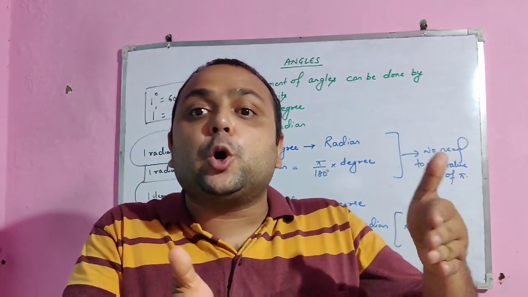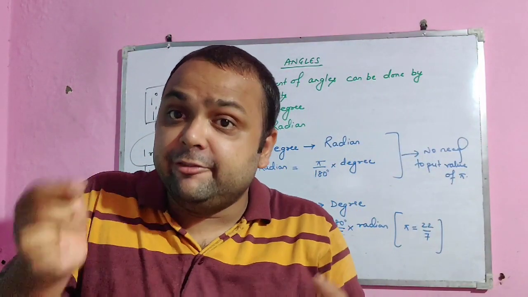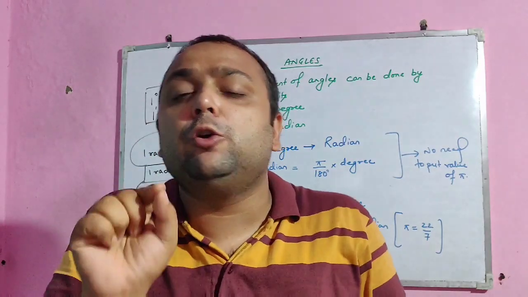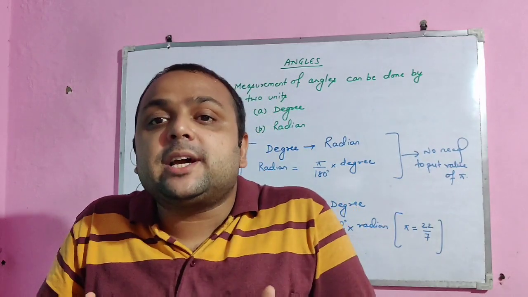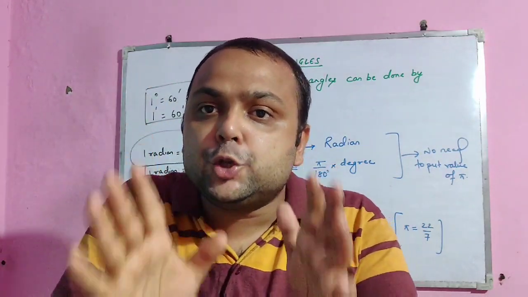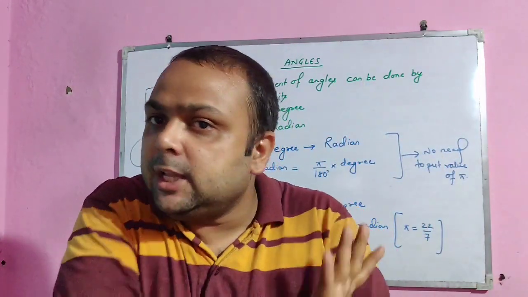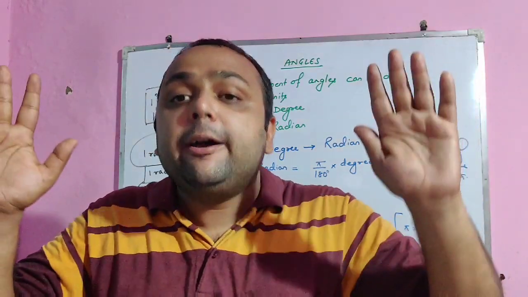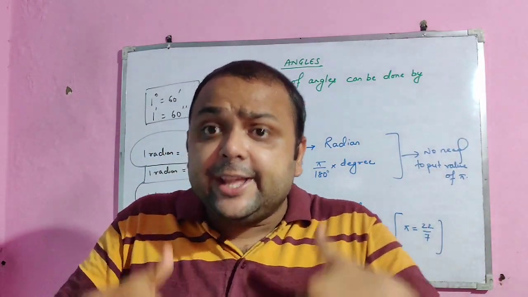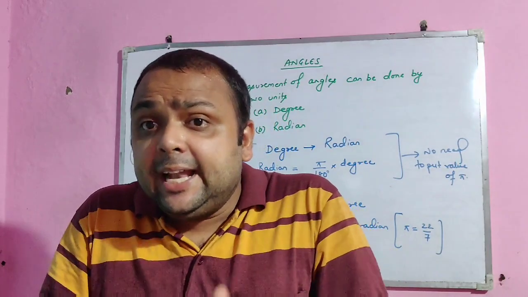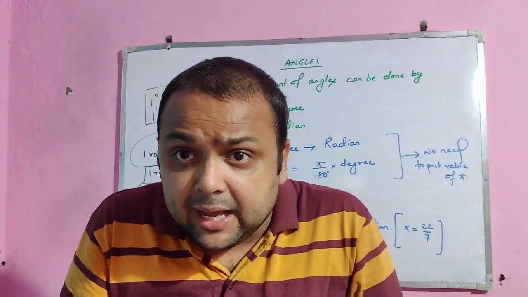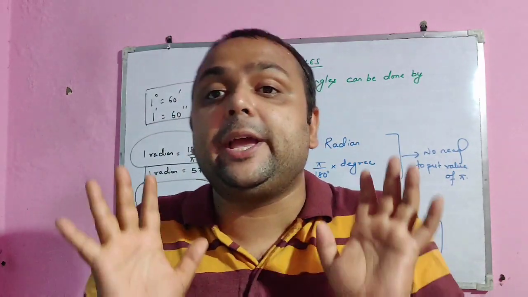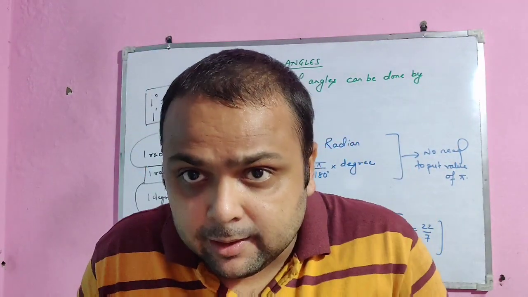That is the reciprocal of the previous one, in which you should put the value of pi as 22 upon 7. So when you are converting degree to radian, you should multiply by pi by 180, no need to put the value. But when you are converting radian to degree, then you have to multiply by 180 by pi and you have to put the value pi equal to 22 by 7.